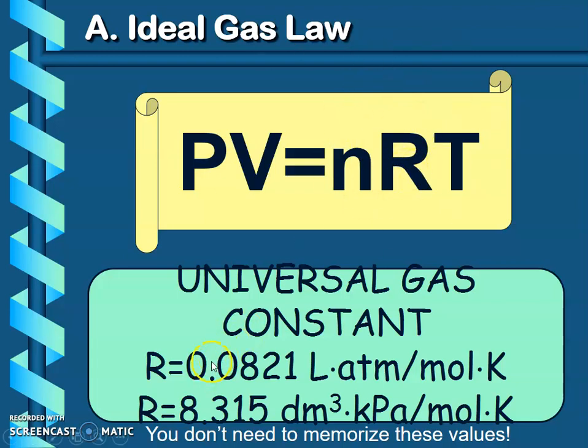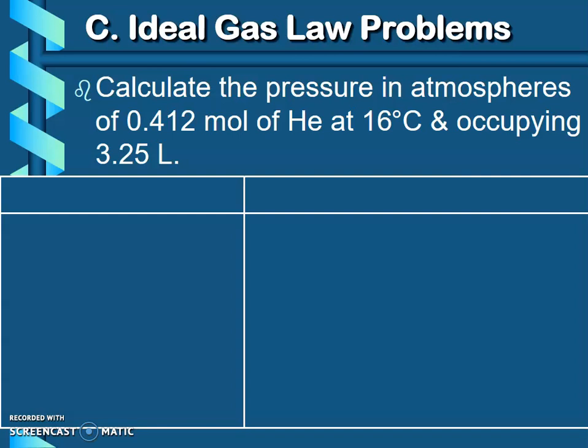R is your universal gas constant, so one of these two numbers, depending on what units you're working with. And then T is for temperature. And remember, with gas laws, we always use Kelvin for your temperature. Okay? All right, so let's look at a practice problem.